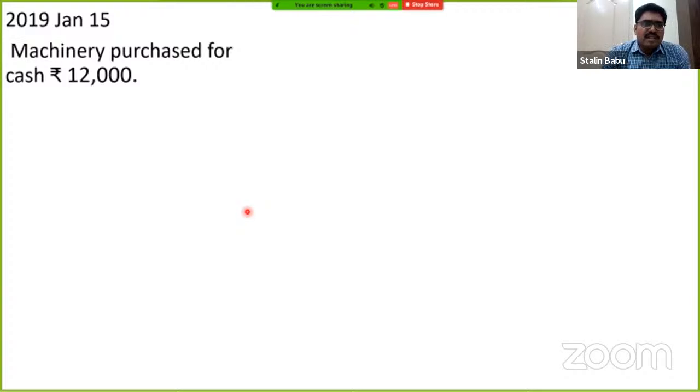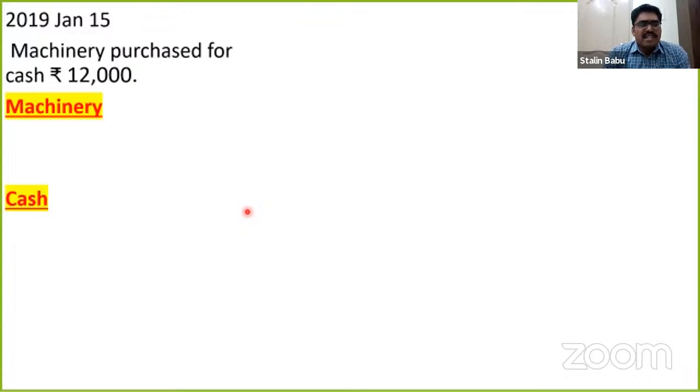January 15, machinery purchased for cash rupees 12,000. Here we are purchasing machinery. So what is coming into the business? Machinery. What is going out of the business? Cash. So the two accounts involved are machinery and cash.